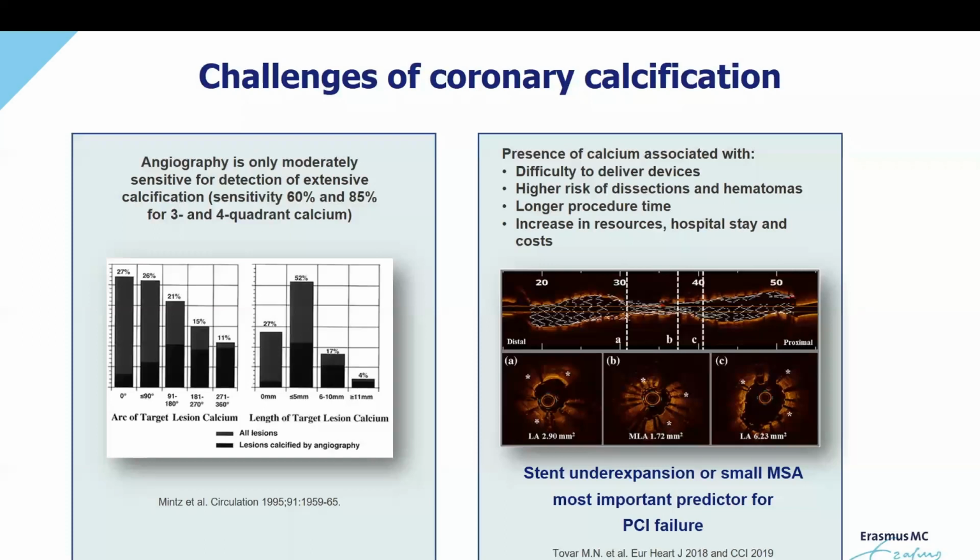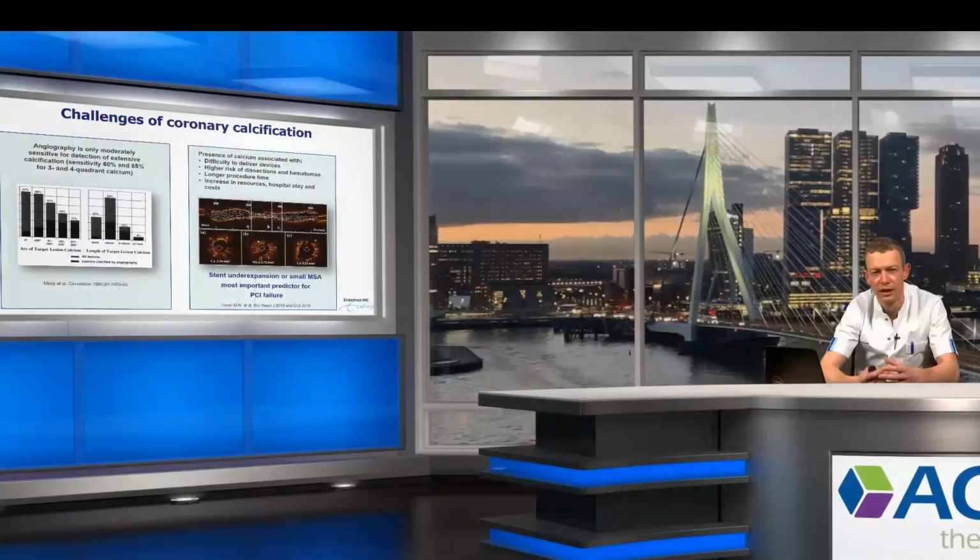And last but not least, it may result in significant stent underexpansion, as nicely illustrated here by this OCT case of a stent that was implanted in a napkin ring of calcium, which finally resulted in a heavily underexpanded stent, small minimal stent area. And that is exactly the most important predictor of PCI failure. So as you know, in post-PCI imaging, we look for the edges, we look for apposition, and we look for expansion. And the expansion is exactly the critical part that is the most important predictor for stent failure on the short and long term.